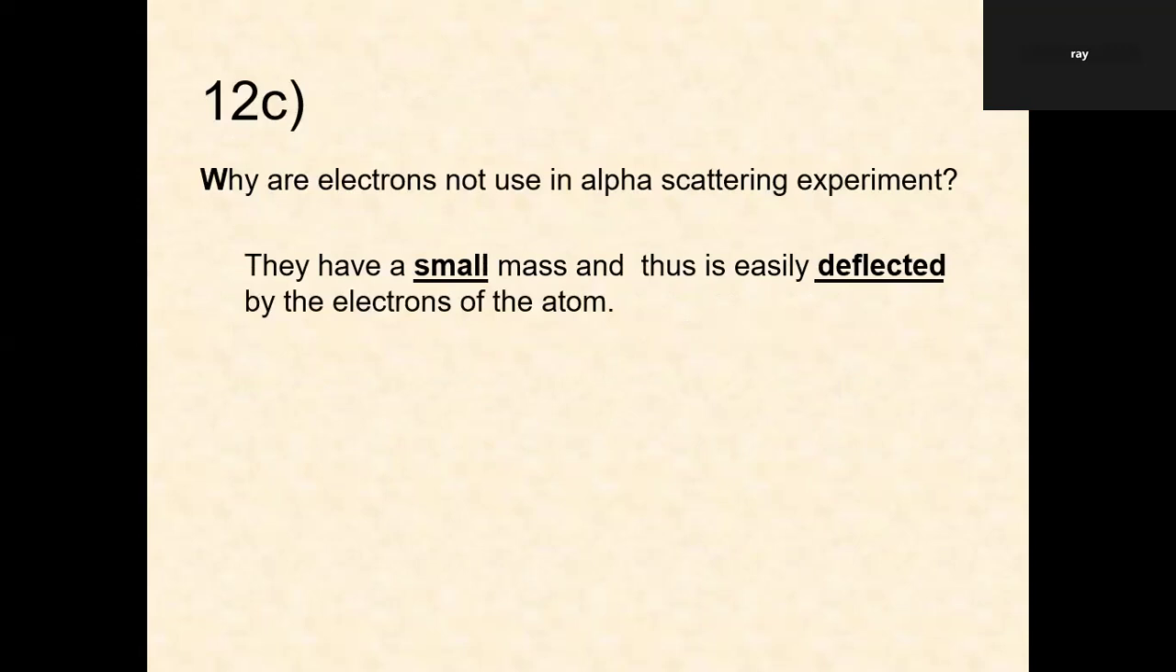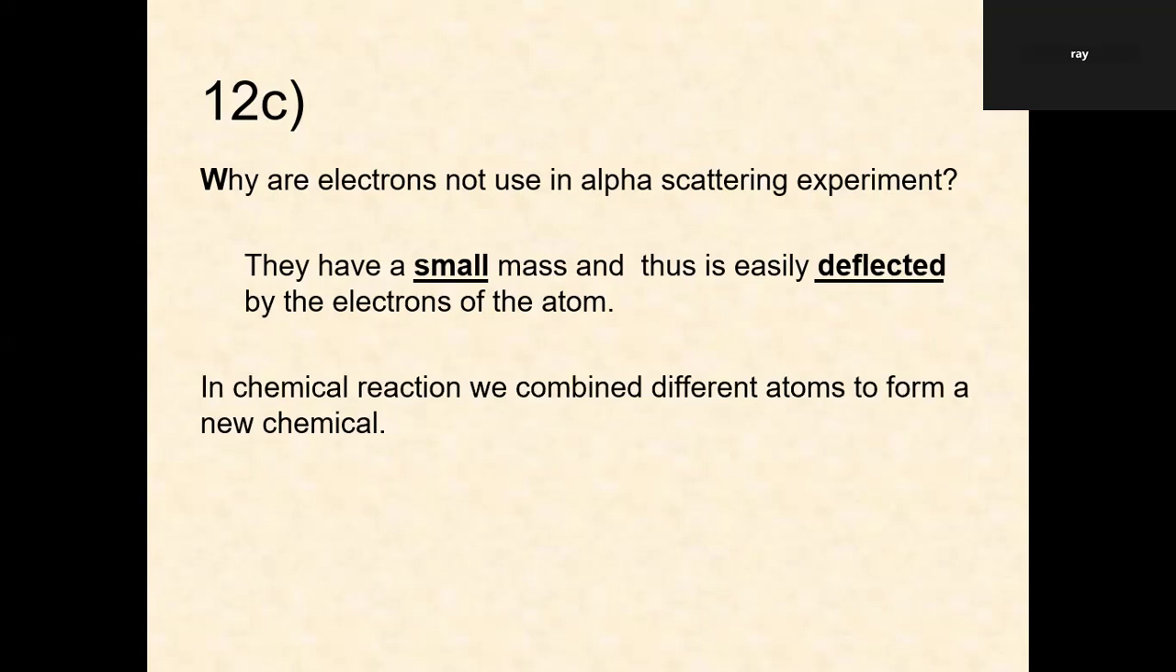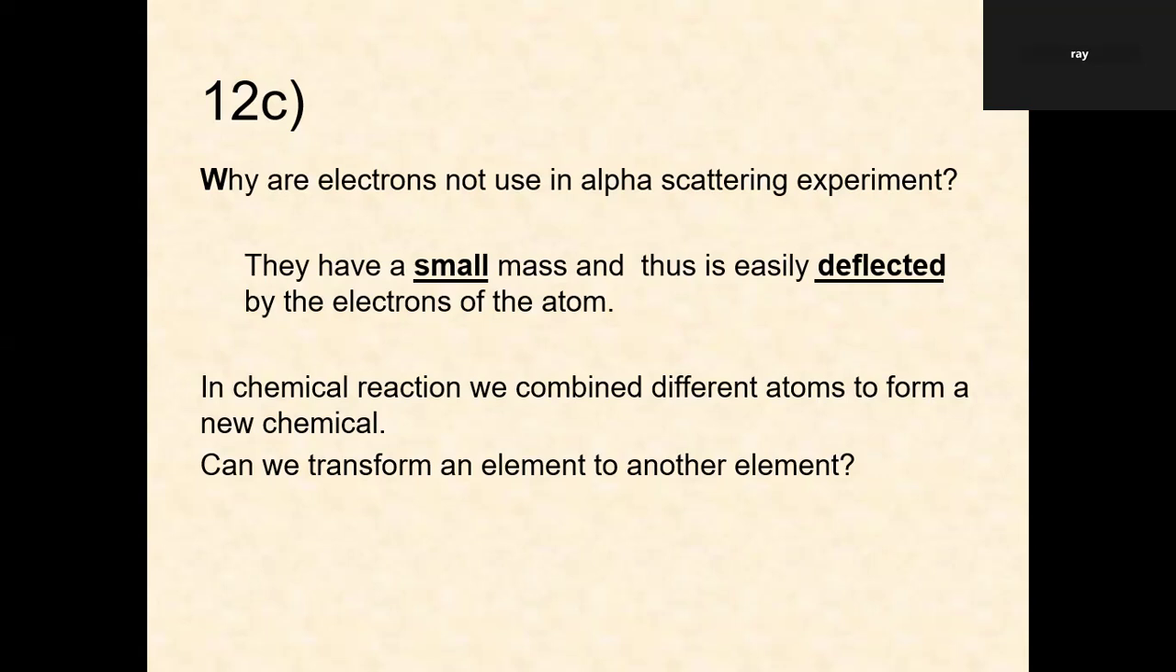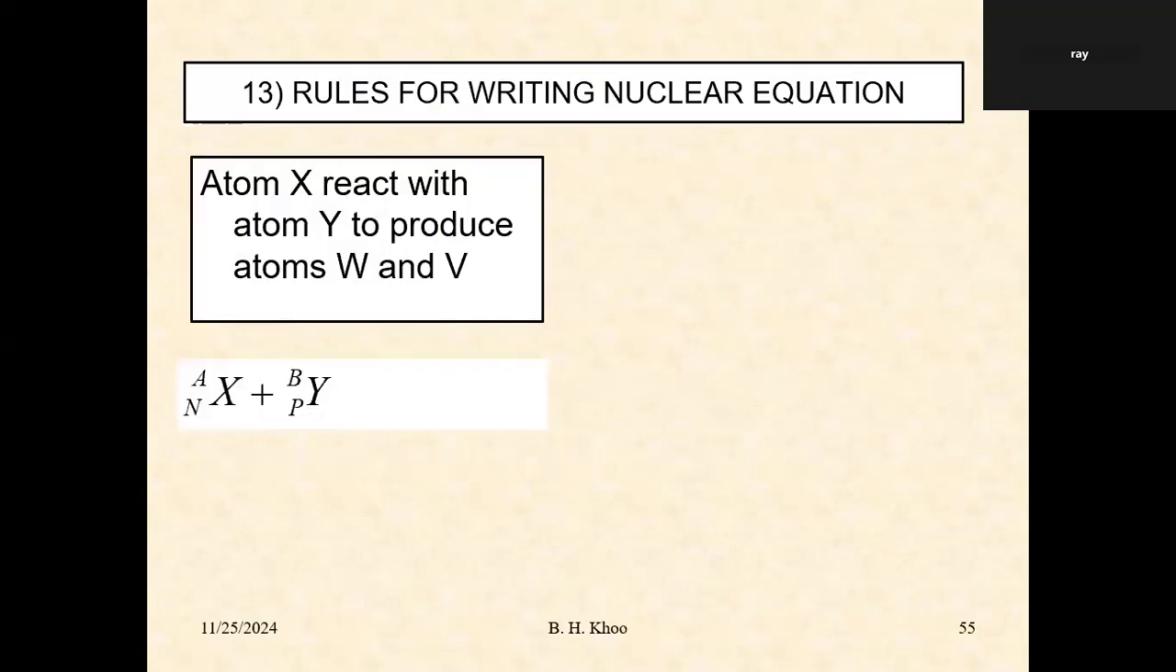Why are electrons not used in the alpha scattering experiment? They have small mass and thus are easily deflected by the electrons of the atom. In a chemical reaction, we combine different atoms to form a new chemical. Two atoms of different kinds combine to produce a new compound. Can we transform an element into another element? First thing, we can.